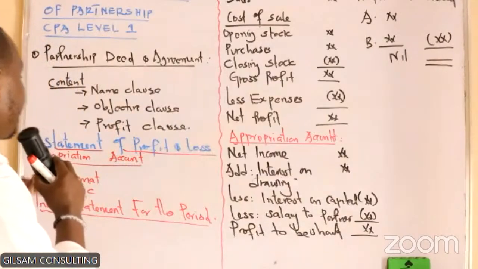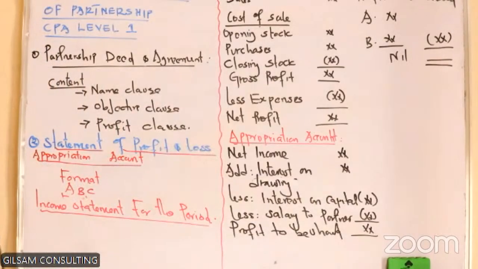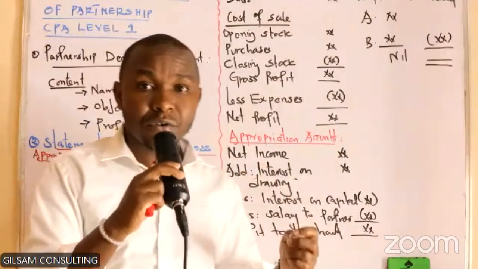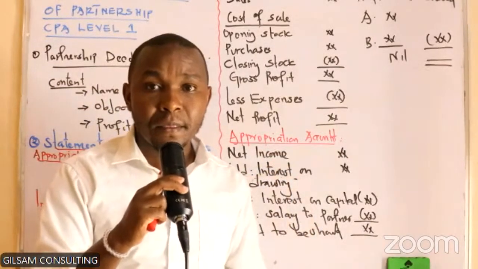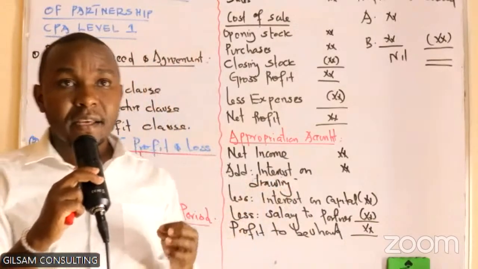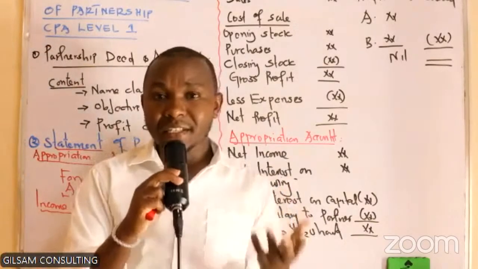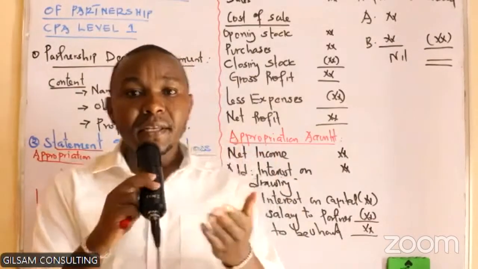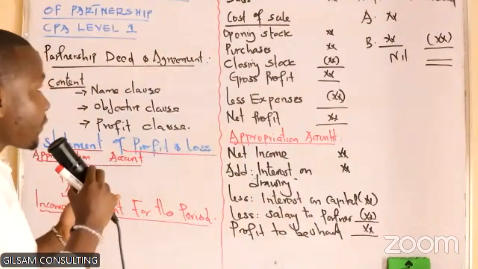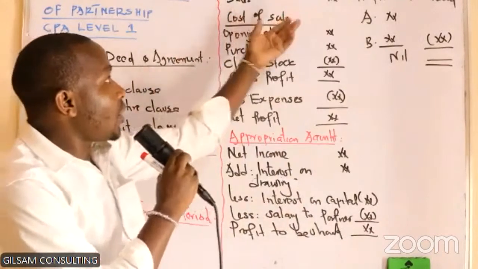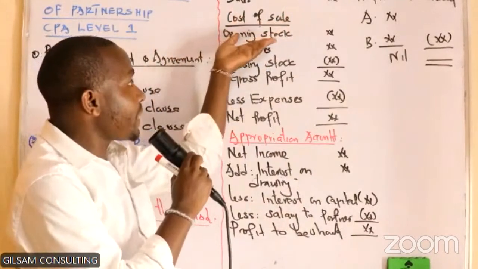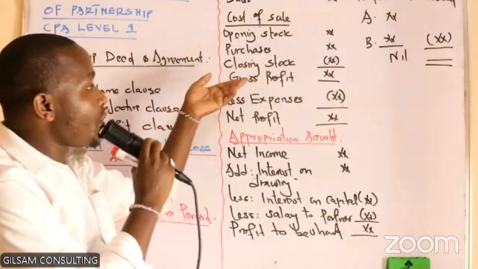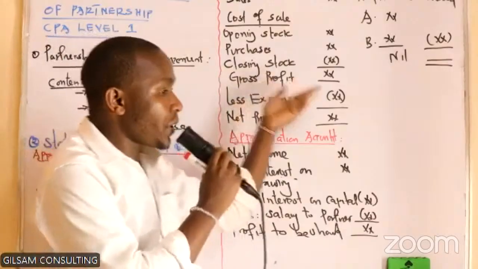After that, you need to know how to prepare the statement of profit and loss and appropriation account for partnership. The name is just a stranger's name, the partnership, but the accounts remain the same. The statement is the same. We start with the sales, cost of sales, which will take the opening stock, add the purchases, less the closing stock, and you arrive at gross profit.